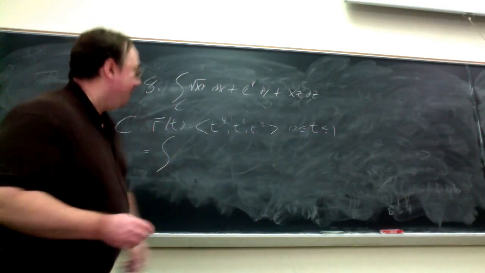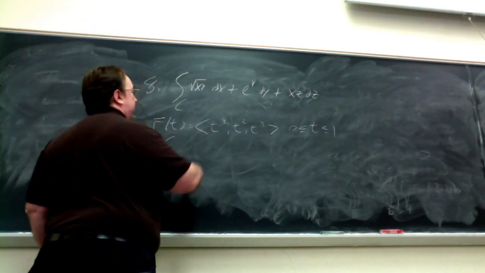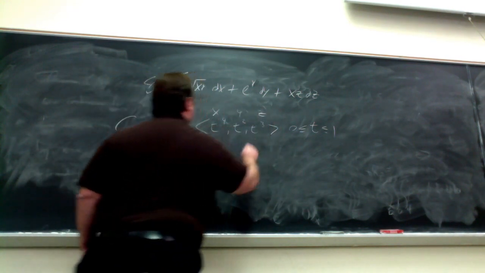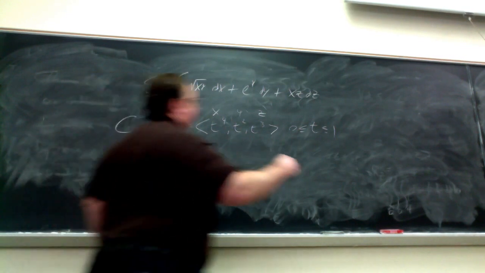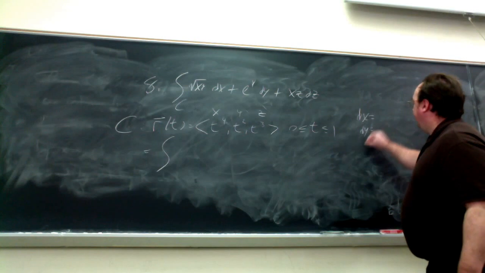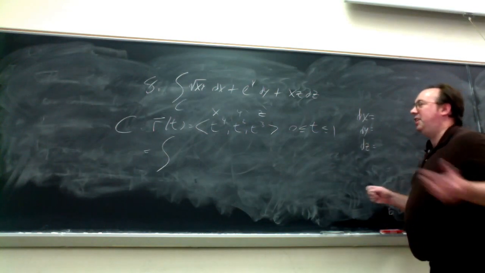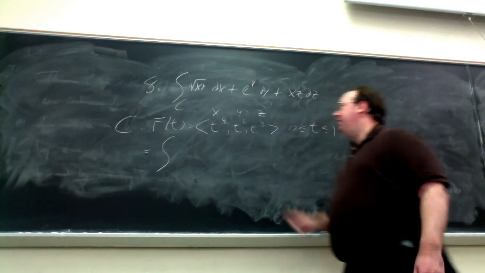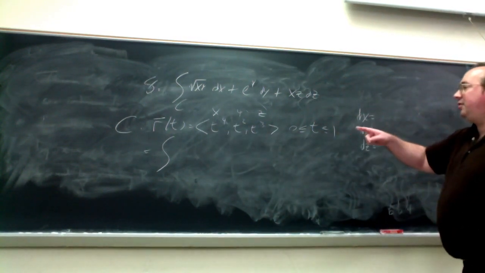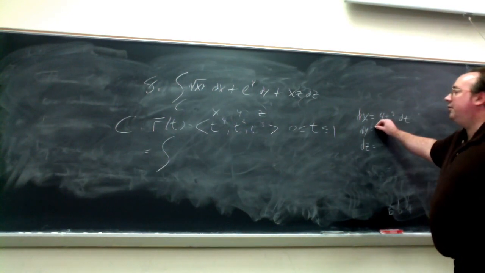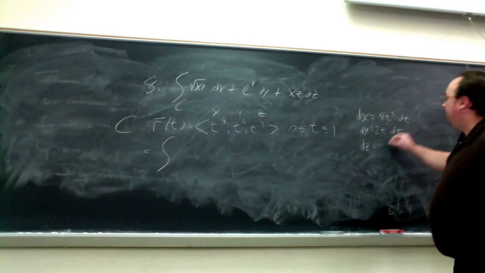All right. Okay. So we're substituting. So this is your x. This is your y. This is your z. So that means that dx, dy, dz. So this is something that should be like a reflex for these kind of line integral problems. You get these parametric equations, you need a derivative of all of these. So dx is going to be 4t cubed dt, dy is 2t dt, and dz is 3t squared dt.